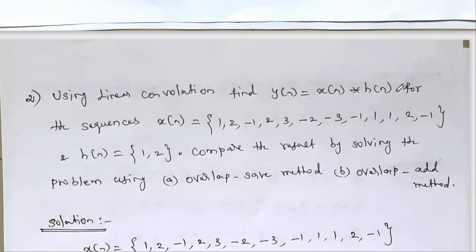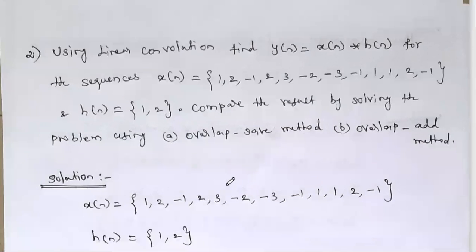Today we are going to solve one overlap save method and overlap add method problem in this video. In the previous video we discussed how to obtain the linear convolution output via the overlap save method and overlap add method. We already solved one example problem, so for better understanding we are going to solve one more problem also.